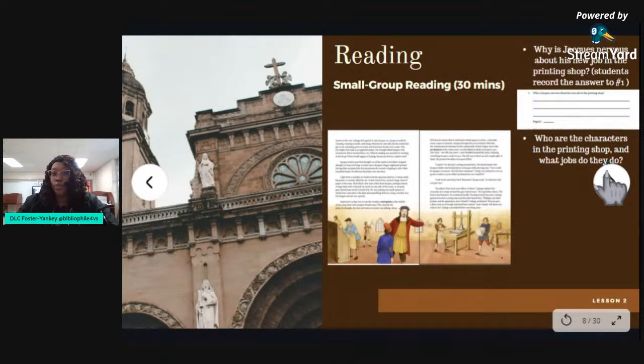Then students are going to read pages 16 and 17 silently, and the teacher is going to ask these inferential and literal questions. After they answer the first question, students will record their answer to number 1, which is the same question, on that activity page, and also cite the page number where they found their answer.